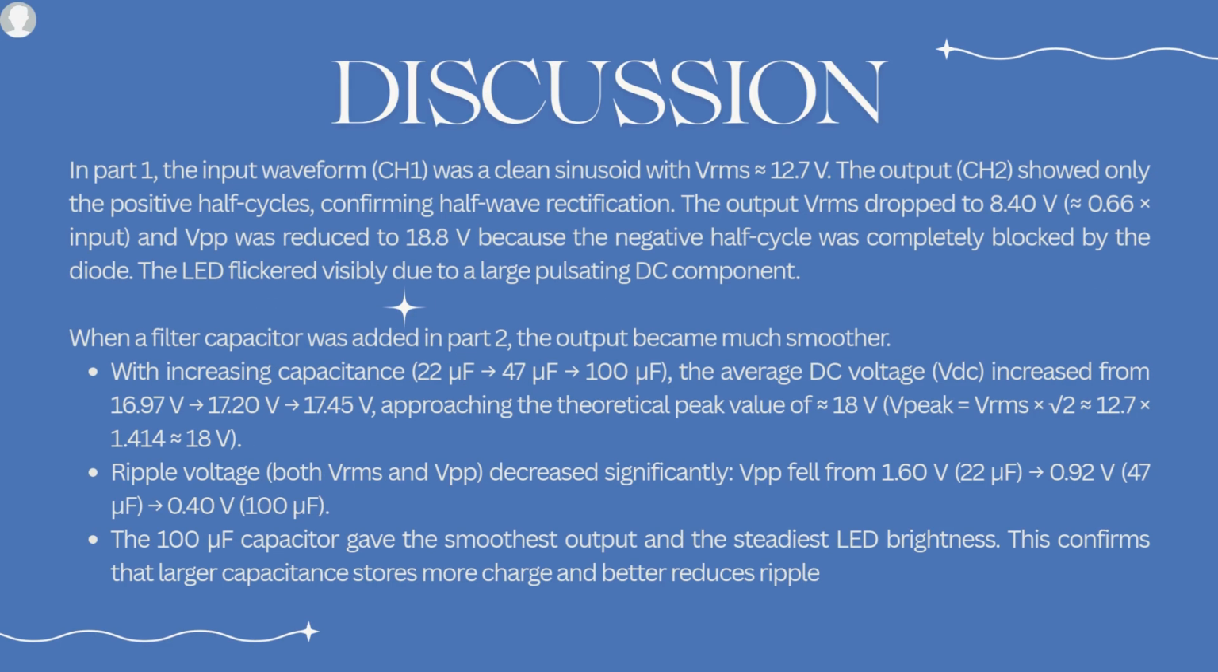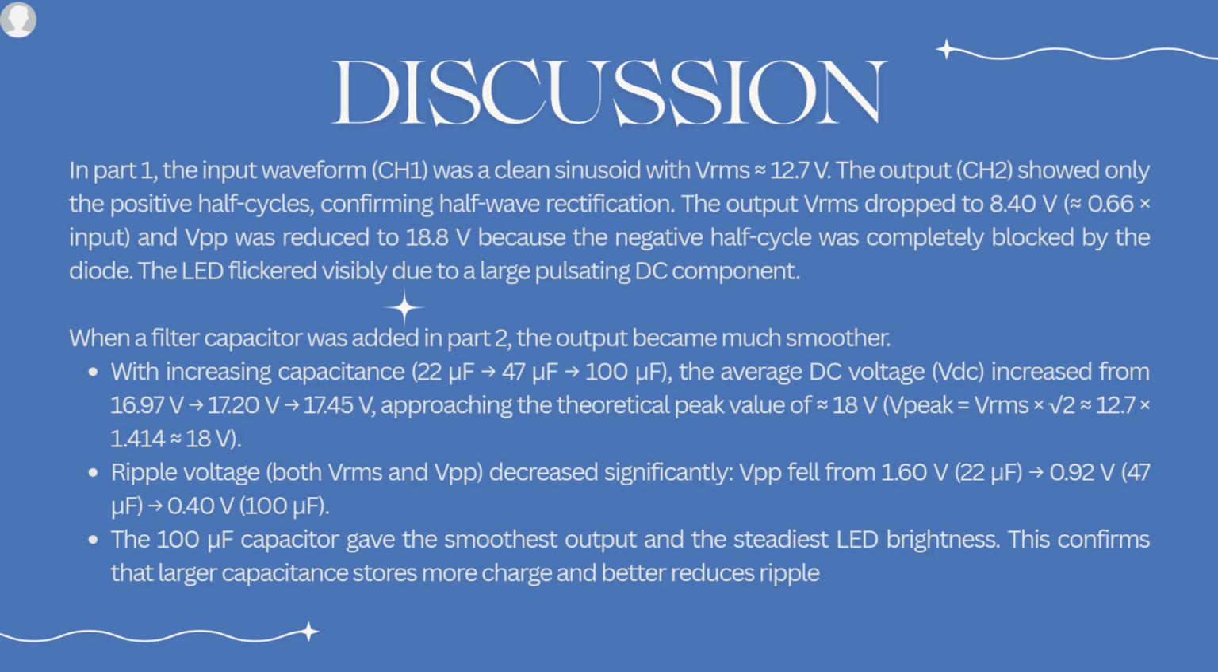Now we come to the discussion. In part 1, the input waveform was a clean sinusoid, and the output shows only the positive half cycles. This confirms the half-wave rectification. The output RMS voltage dropped and peak-to-peak voltage reduced because the negative half cycle was completely blocked by the diode. The LED flickered visibly due to a large pulsating direct current component.